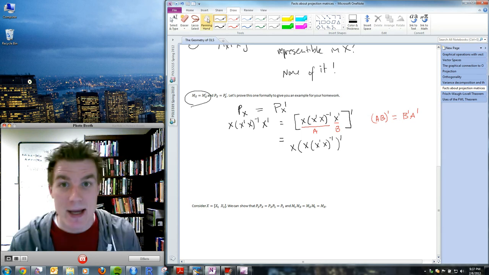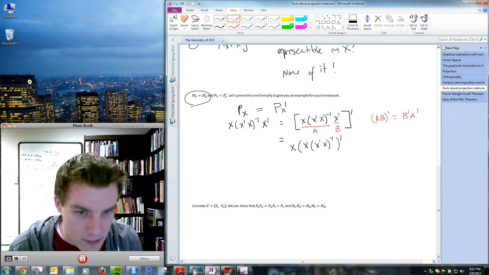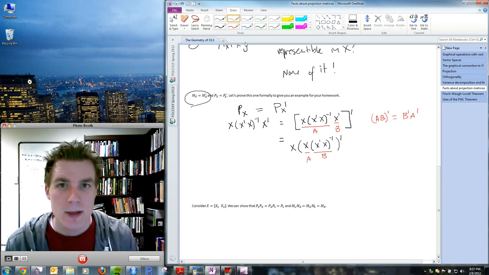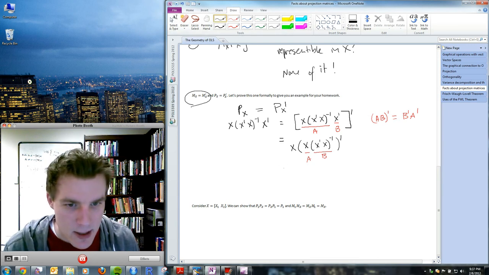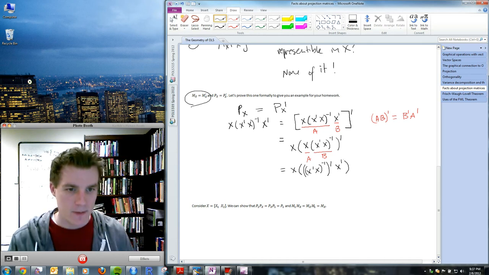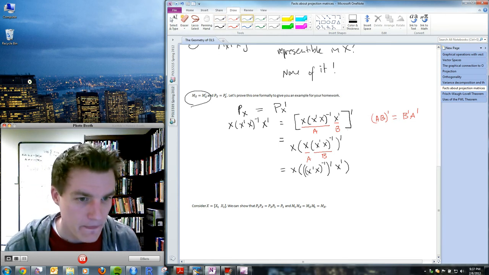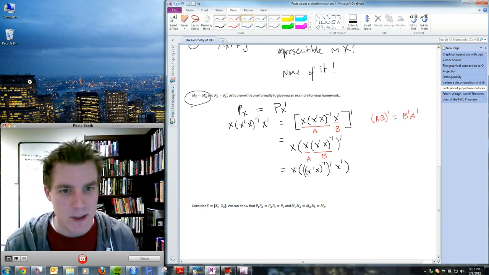Now I'm just going to do that same thing again. I'm going to call that A, and I'm going to call that B. I'm going to use the same rule again. So what I'm going to get out is equals X transpose X inverse transpose X transpose. Okay. Now, a rule we learned a couple days ago, I guess it was a couple weeks ago now.